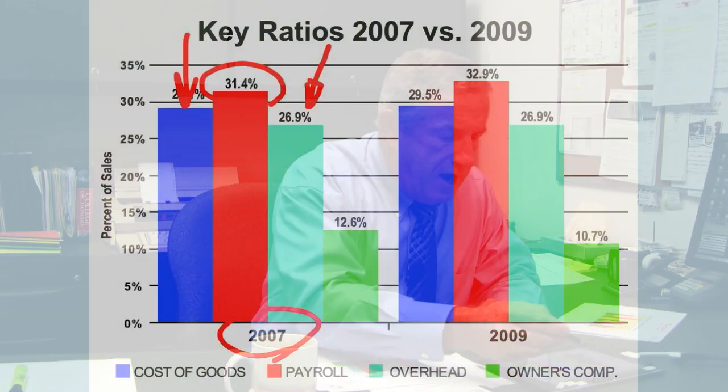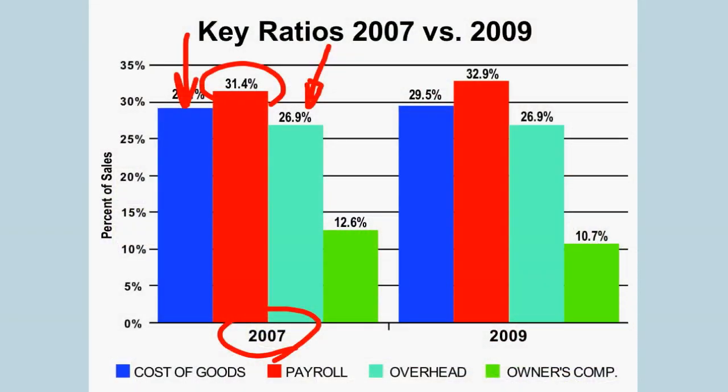Move ahead 2 years to 2009. This report, this financial operating ratio study, was published in 2010 based on 2009 figures. In 2009, we have cost of goods. Okay, cost of goods is 29.5%. Overhead expenses, 26.9%. Notice they've remained identical. Overhead expenses haven't increased. Cost of goods percentage is almost identical.